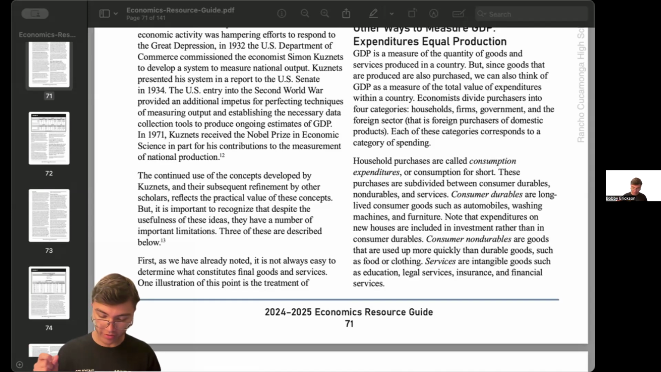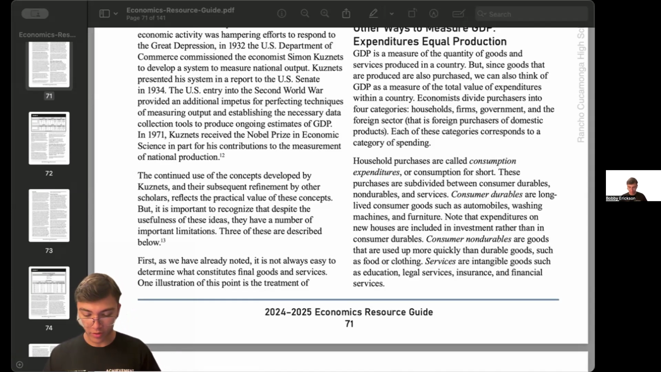Now, expenditures in new houses are included in investment rather than in consumer durables. So we're later going to talk about what is investment. Then we aren't talking about consumer durables if we're trying to make a house better, maybe to sell it, for example. That's considered an investment and not a consumer durable.